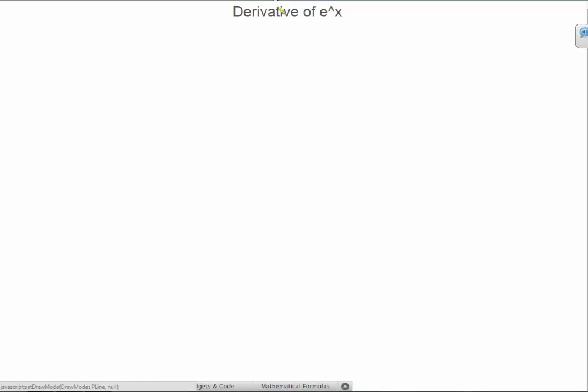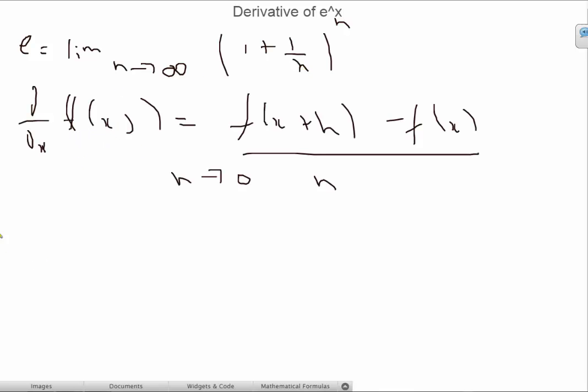Alright, so today let's look at why the derivative of e^x is e^x. So first off, let's start by defining e. Well, e is simply the limit as n approaches infinity of the expression (1 + 1/n)^n. Let's apply this to e^x.